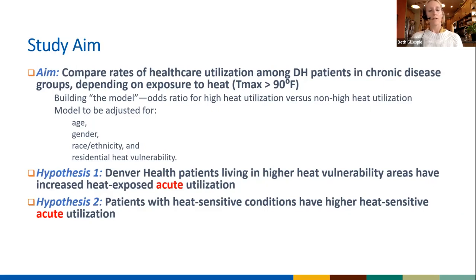And we have two hypotheses that we plan to test. The first includes the heat vulnerability scores, and the second doesn't. So the first is that Denver Health patients living in higher heat vulnerability areas have increased heat-exposed acute utilization. And the second is that patients with heat-sensitive conditions have higher heat-sensitive acute care utilization.